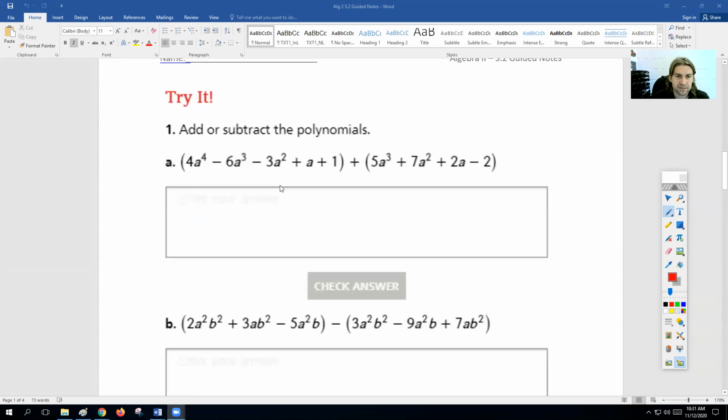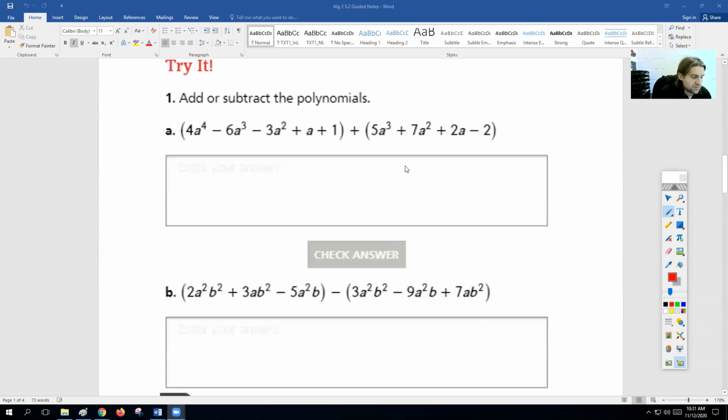So let's go do some practice here. This should be a review from Algebra 1. But take your time, pause the video if you need some help. But let's go through and match this. So we always want to start with the highest degree first. And if we need to rearrange at the end, we will. I want to use this tool here.